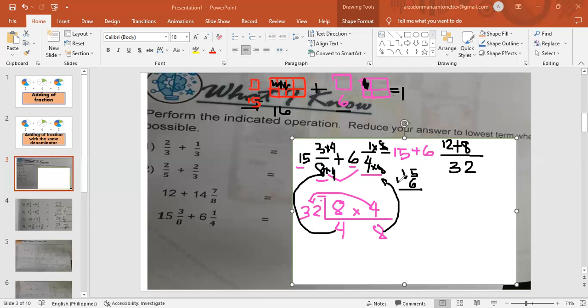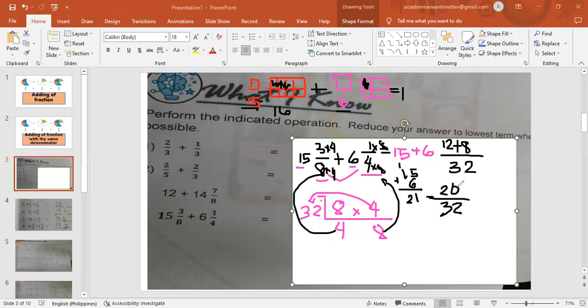Let's write them here so that we will not miss anything. 6 plus 5, that's 11. 1 plus 1 is 2. That's 21. And then, how about here? Here, we have 8 plus 12 is 20 over 32.